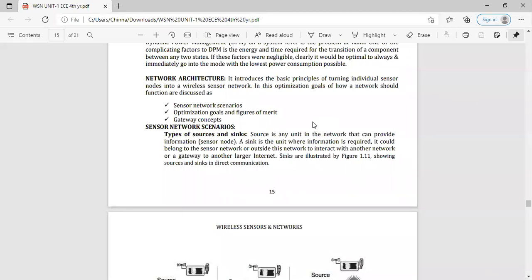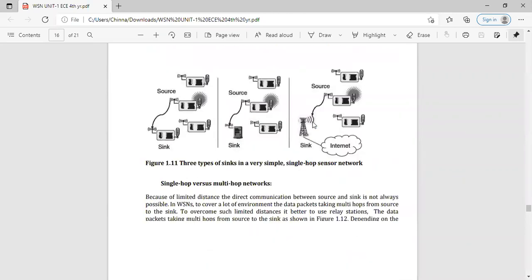Okay, so far we discussed the single node architecture, that means the basic block diagram of the wireless sensor network. The main block diagram of a wireless sensor network is called node architecture, and sensor node architecture is the same thing. Network architecture is totally different. Networking means you want to find out the path, and identification of neighboring nodes has to happen. So network architecture is totally different from node architecture.